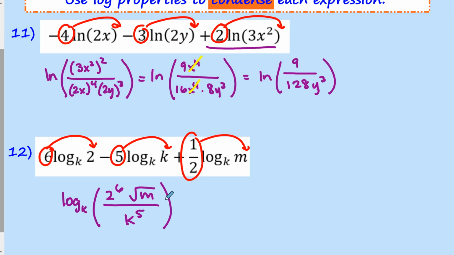Is there anything we can do to that? Well, let's see, what's 2 to the 6th power? 64. So we could write this as log base k of 64 square root m over k to the 5th power.